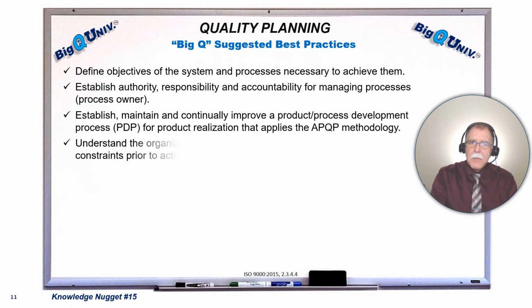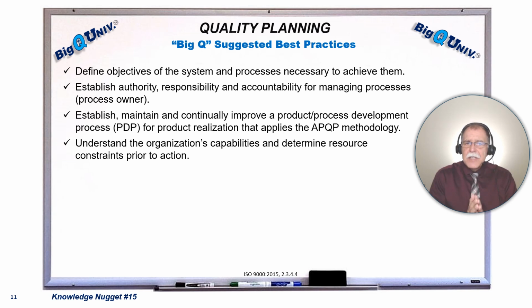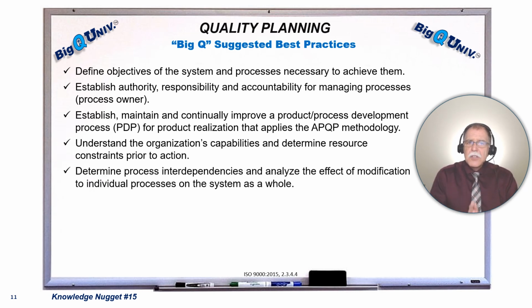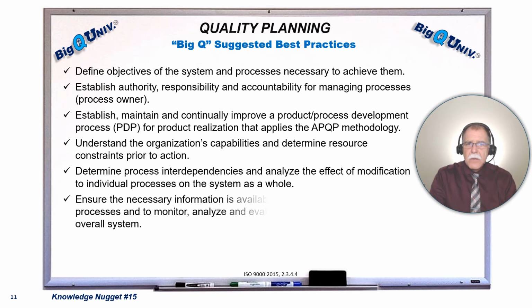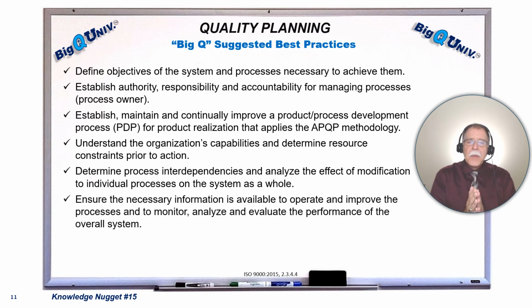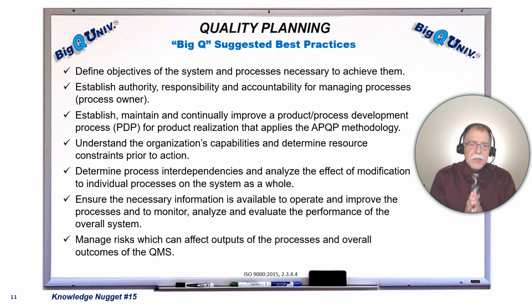Understand the organization's capabilities and determine resource constraints prior to action, prior to the release of the process. Determine process interdependencies and analyze the effect of modification to individual processes on the system as a whole. Ensure the necessary information is available to operate and improve the processes and to monitor, analyze, and evaluate the performance of the overall system. And finally, manage risks which can affect outputs of the processes and overall outcomes of the quality management system.